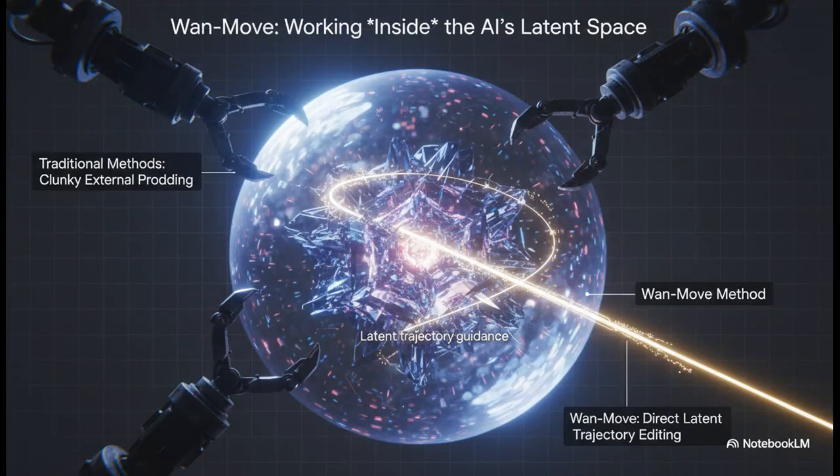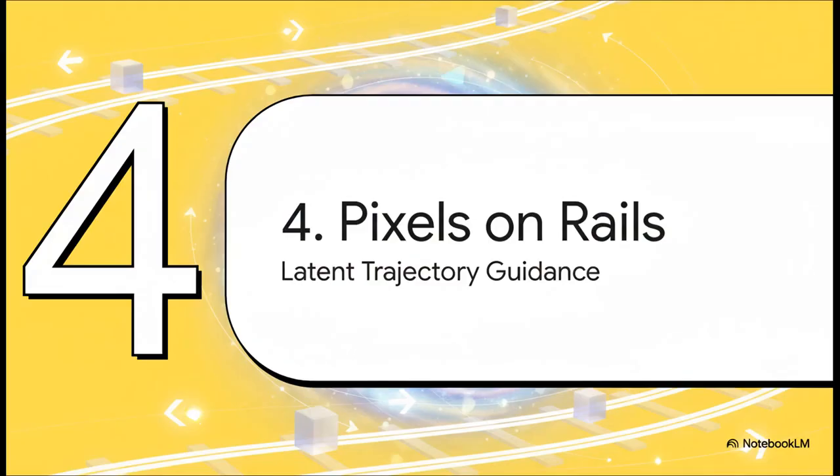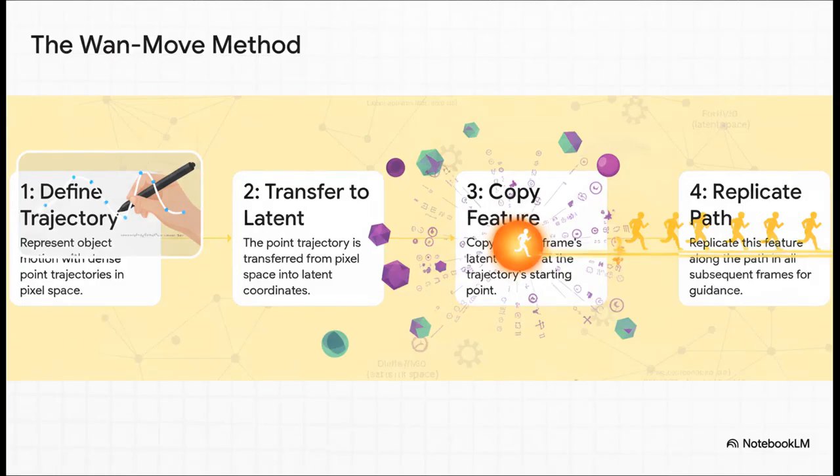So, instead of adding all those external controls we talked about, Wan-Move does something much smarter. It works inside this latent space. This is a huge shift. It's not about adding more machinery. It's about giving the AI better, clearer instructions right where it does its thinking. So how does this actually work? Well, it boils down to this really elegant process that the researchers call latent trajectory guidance. Let's walk through it. It's actually a super straightforward four-step process. Step 1, the user just defines a path.